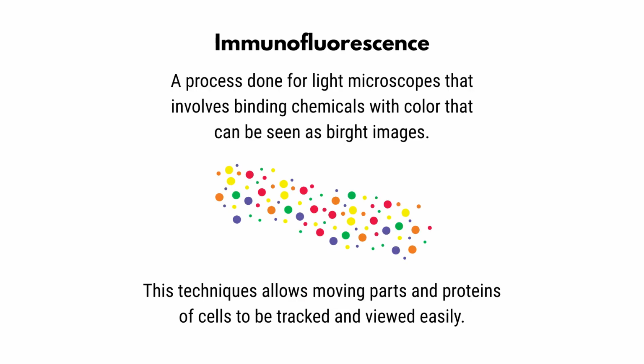Let's cover immunofluorescence first. Now this is the technique and process done for light microscopes that involves binding chemicals with color that can be seen as bright images. This technique allows for moving parts and proteins of cells to be tracked and viewed easily because, of course, if they're brighter and they can be seen easier, it's easier to track them and look through the microscope.